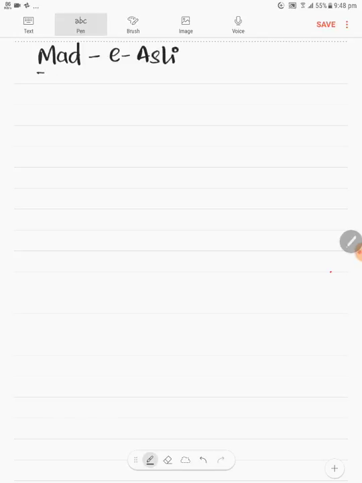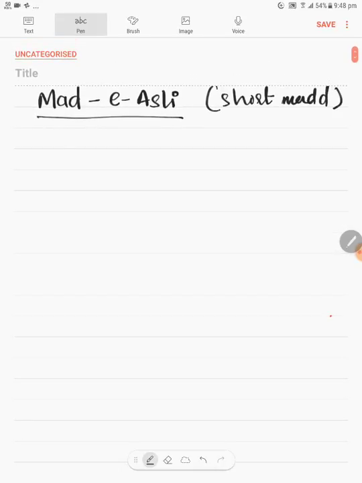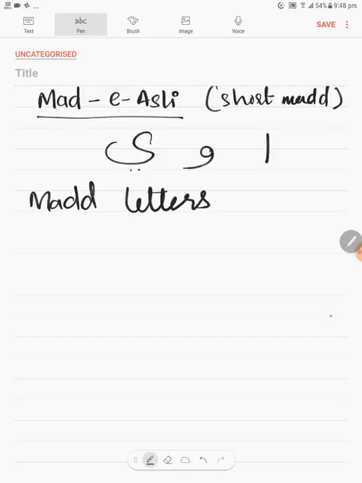Mad Asli. This is the name, and it is not the literal meaning, but to give you a hint, it's the short mud. Now, Mad Asli has 3 letters. Basically, it's based on 3 letters. Those are Alif, Waw, and Ya. These are called the mud letters. Please keep in mind that these are called the mud letters, Alif, Waw, and Ya.